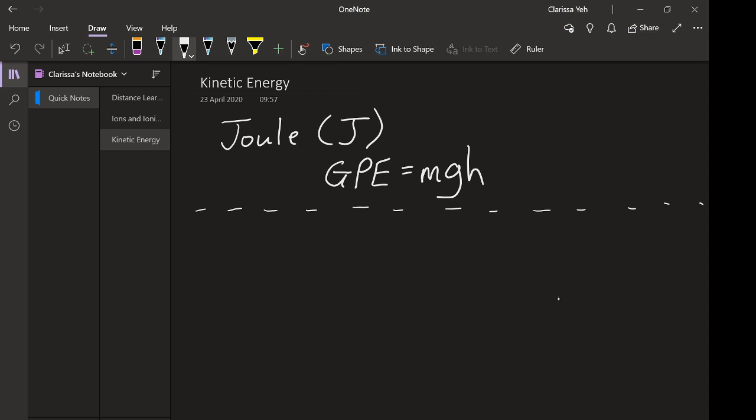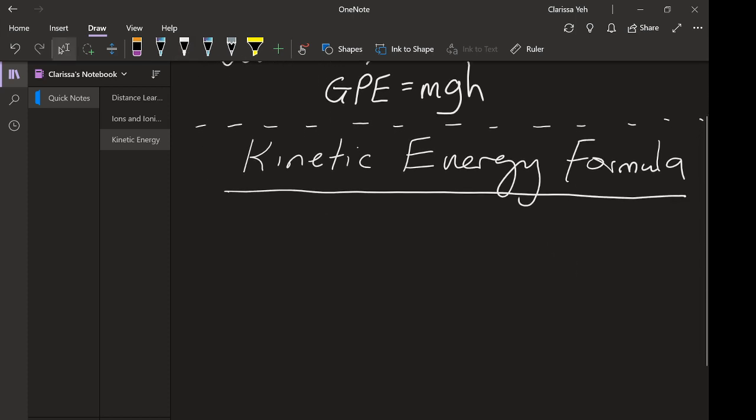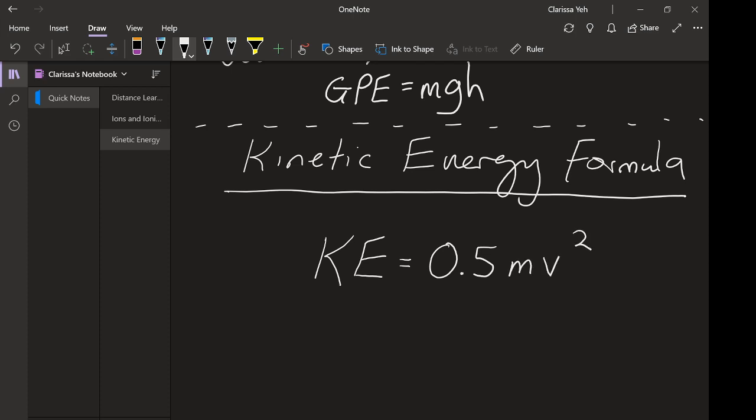Now this is the formula for kinetic energy, how we find and calculate the kinetic energy store in a moving object. Remember, kinetic energy is the energy stored in an object that has motion. Kinetic energy is equal to 0.5 mv squared. In some textbooks or online, you might also see it as a half mv squared. Doesn't matter which one you memorize.